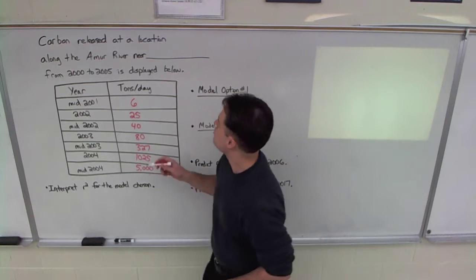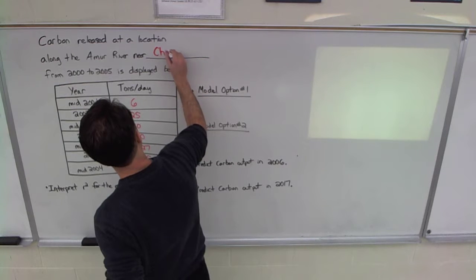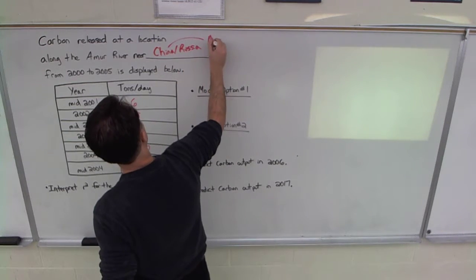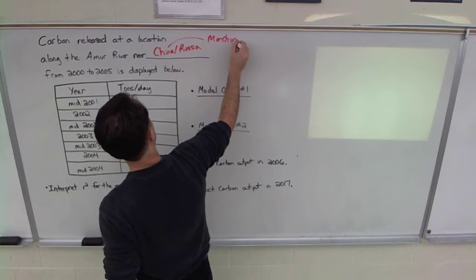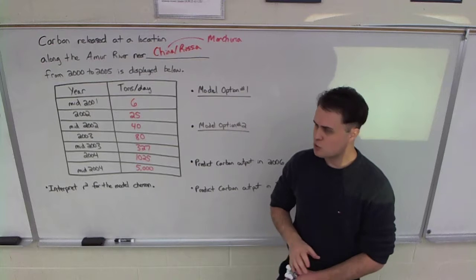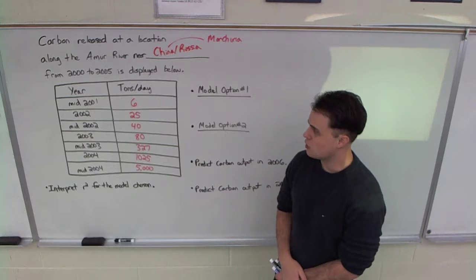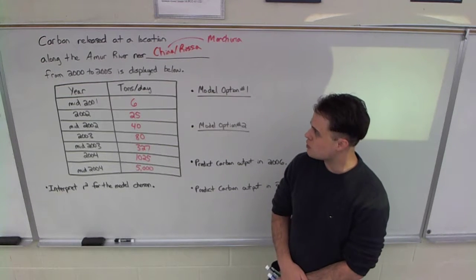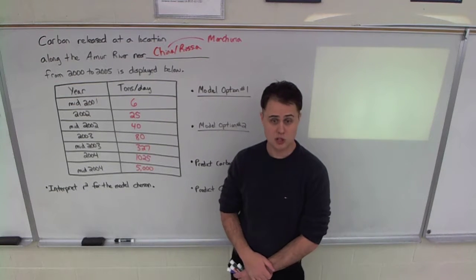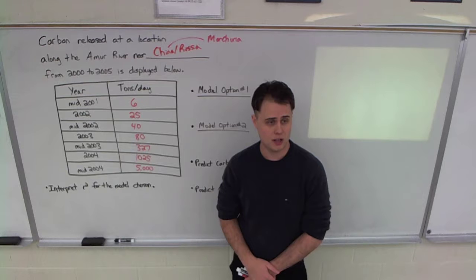Anyway, so this is China, Russia. The part of China it is in is called Manchuria. Okay. So anyway, I was just thinking about that region of the world when I thought about this. So I said from 2000 to 2005, we're looking at a certain amount of carbon released in tons per day. So let's just scatter plot that and see what we get.